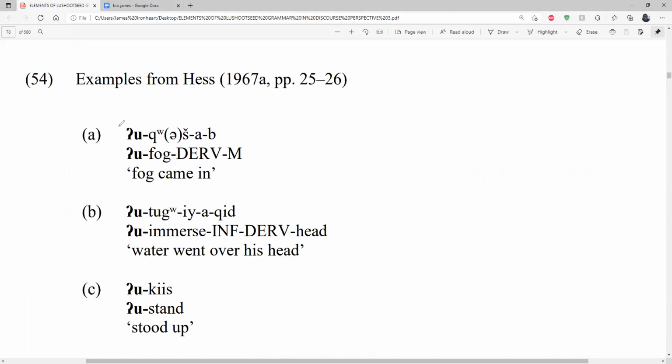Well, like I was saying, these are examples from Hess. So Hess is Tom Hess. This is his work. I don't know exactly what it is, but this is the Lushootseed spelling, ashab, right? And this means a fog came in. Oh, fog came in. I'm saying frog. Yeah, I thought you were saying frog. Fog came in. That's not the word for frog.